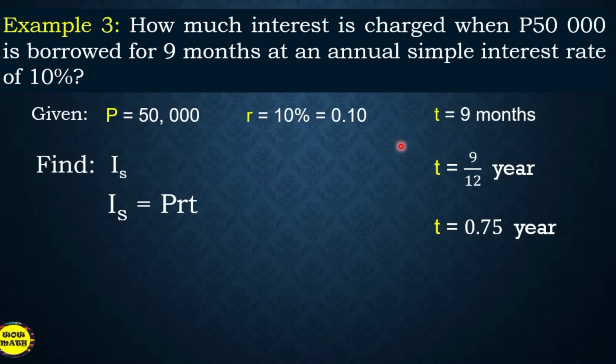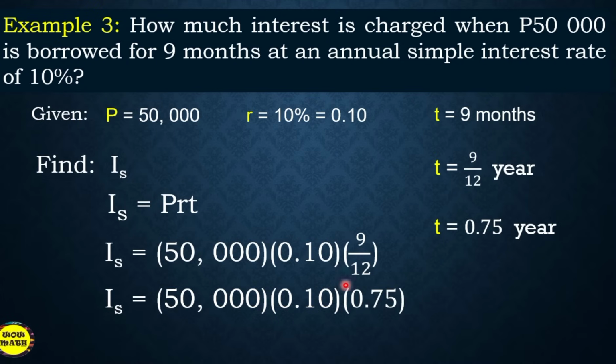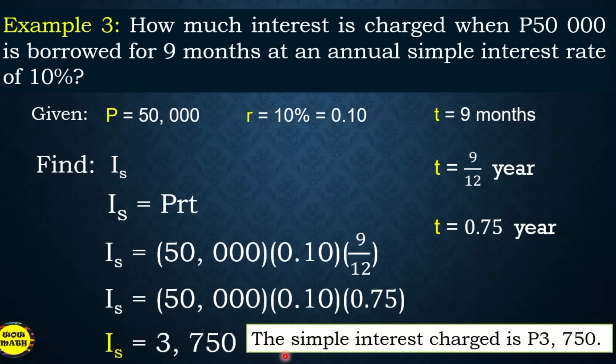So, using the formula, I is equal to PRT. So that is 50,000 times 0.10 times 9 over 12 or 50,000 times 0.10 times 0.75. So the interest is 3,750. So the simple interest charge is 3,750 pesos. So yun yung i-charge sa inutang niyang 50,000.